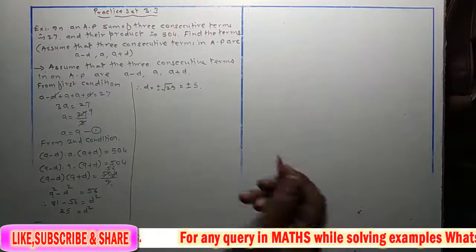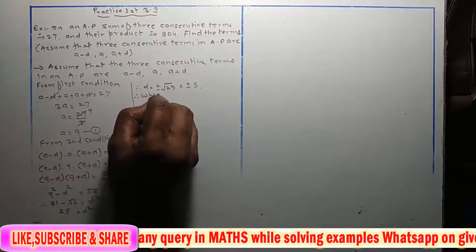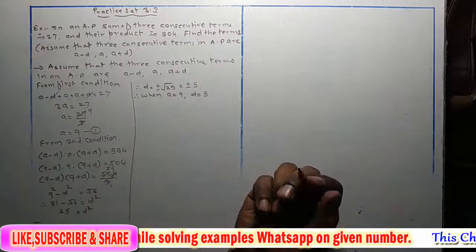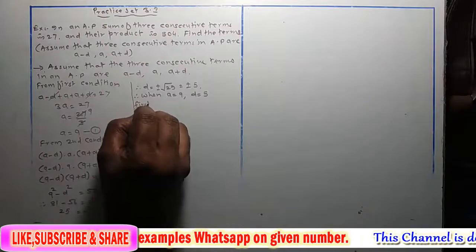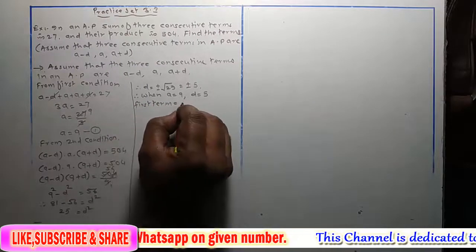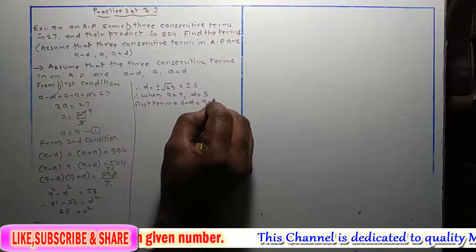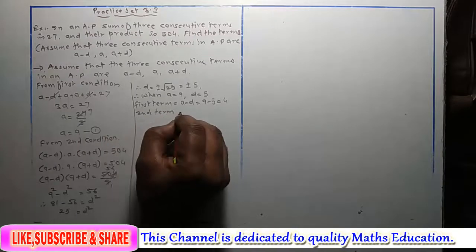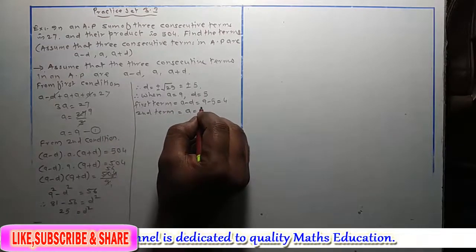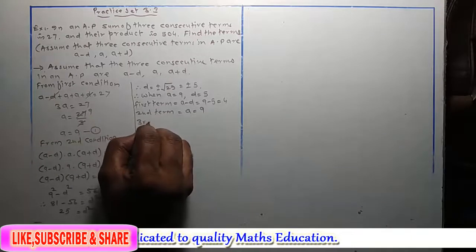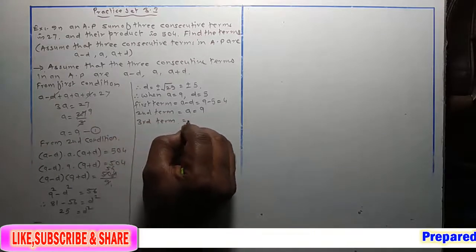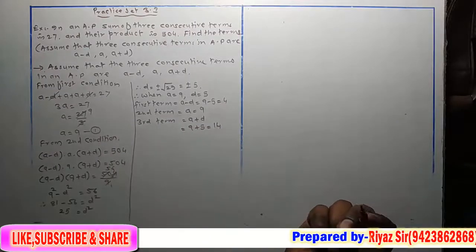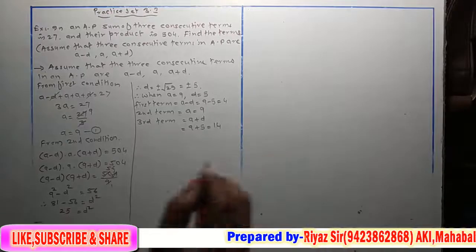Okay, so therefore when A is equal to 9 and D is equal to plus 5, first term is equal to A minus D, that is 9 minus 5, that is equal to 4. Then second term is equal to A, that is equal to 9, and then third term is equal to A plus D is equal to 9 plus 5, that is equal to 14. This is for first case.